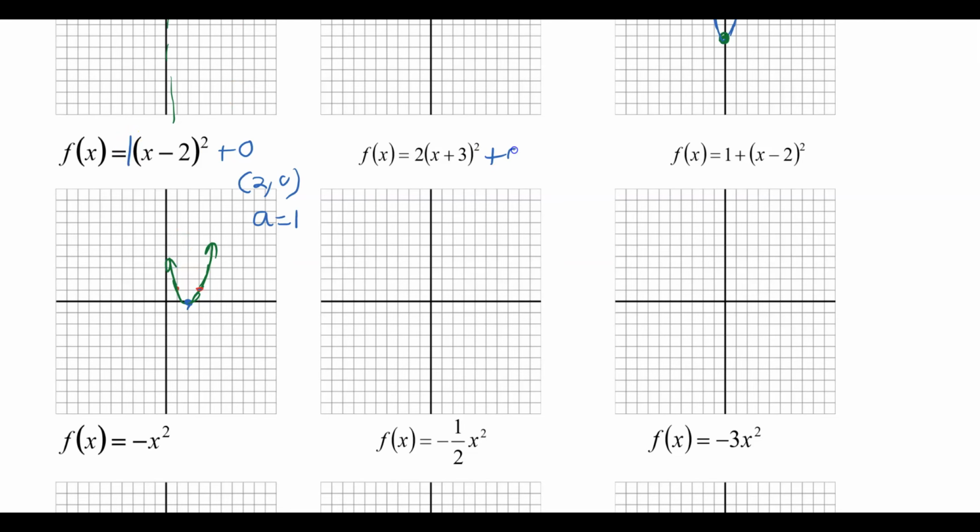So this is plus 0. So we would have negative 3, 0. Remember, always opposite. And then my a is 2. So again, negative 3, 0. So 1, 2, 3. Put a dot at negative 3, 0. And then up 2 over 1, up 2 over 1 right there. It's always over 1. And then we connect those dots.